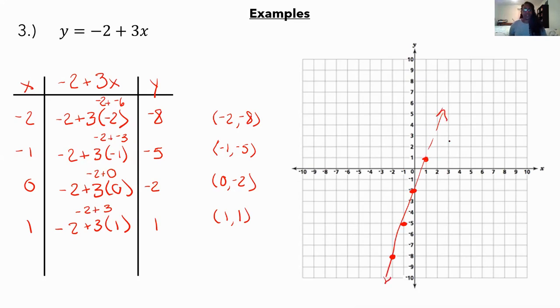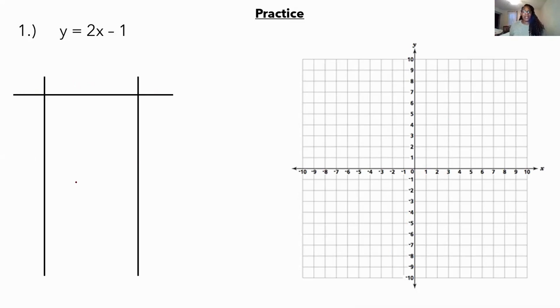All right? Okay, so now let's go for another practice. I know it says 1. So we have y equals 2x minus 1. So we got our 2x minus 1. We got our x. We have our y. So since it's not division, I don't have to worry about multiples of 2 or multiples of 3 because it's multiplication. So I can go to my -2, -1, 0, and 1, all right?